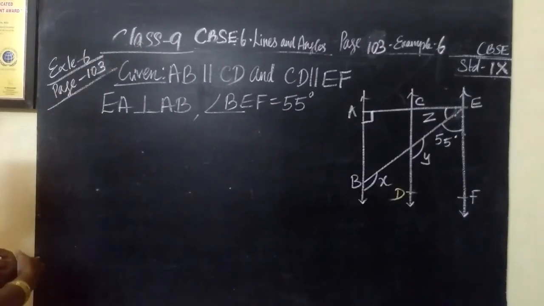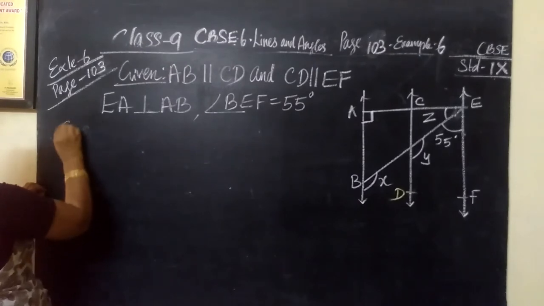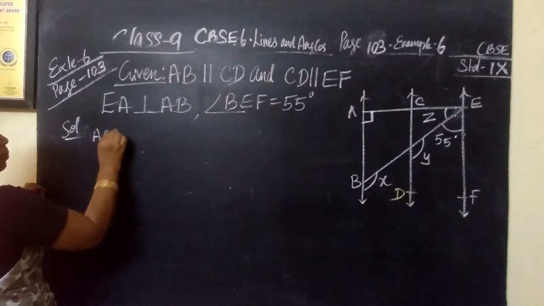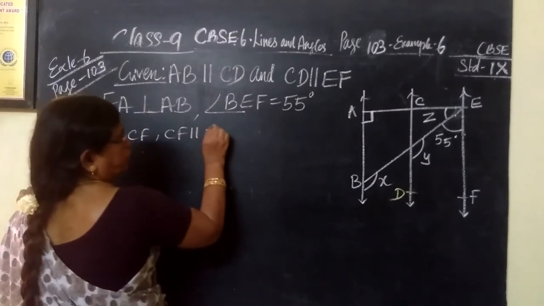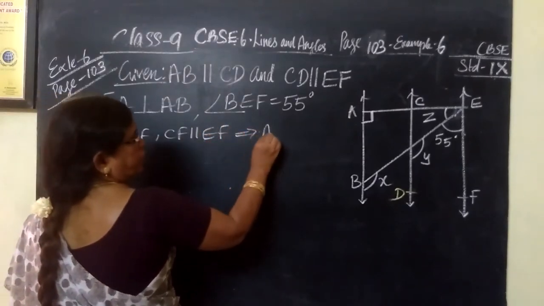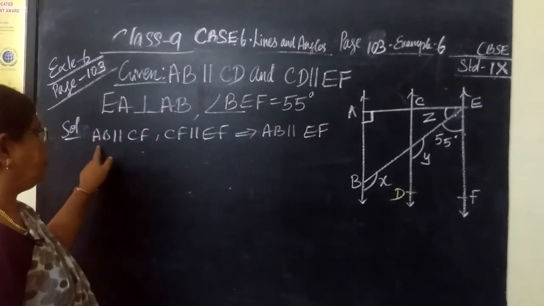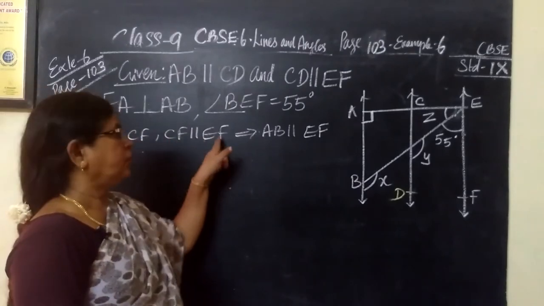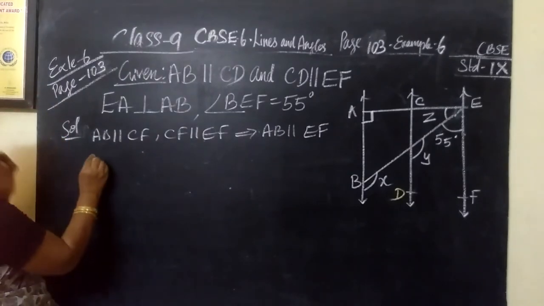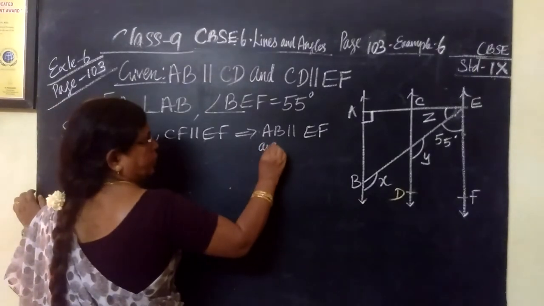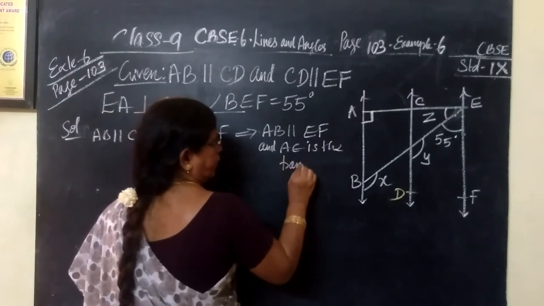First we find Z. Here, solution: AB parallel to CF and CF parallel to EF implies AB parallel to EF. This is the property: first is parallel to second, second is parallel to third, that means first is parallel to third. And which is the transversal?